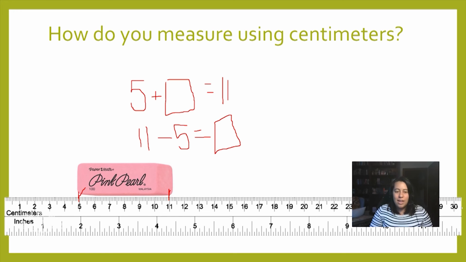And again, I can use the ruler just like I would use a number line. I might think of it counting by ones, or I might use some facts that I already know, like 5 and 5 make 10, and then 1 more makes 11. No matter which strategy I choose, I should be able to find that the difference between 5 and 11 is 6. So this eraser is 6 centimeters long.